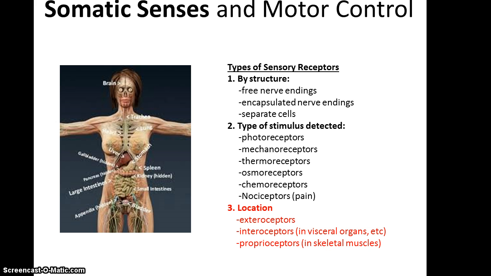The third way to categorize sensory receptors is by the location. You have exteroceptors, which are located on the outside of the body and are detecting changes in the environment outside of the body. Interoceptors, usually found in visceral organs, are inside the body, and they detect changes to the organs and structures inside the body. And then there's proprioceptors, which are found in skeletal muscles, and they detect changes in stretch in joints and in muscles that could be caused by your own active decisions or by some sort of external environmental factor, like getting hit with a baseball.